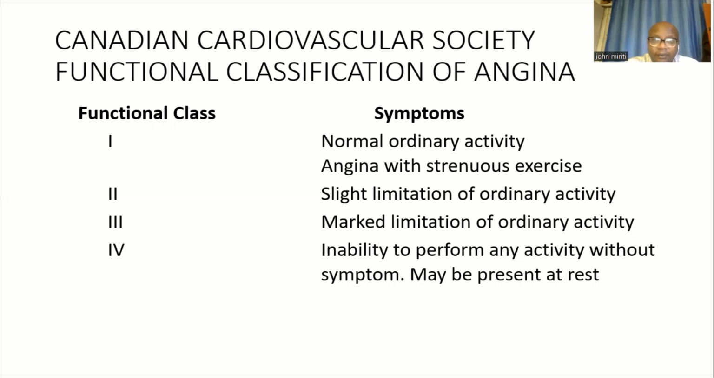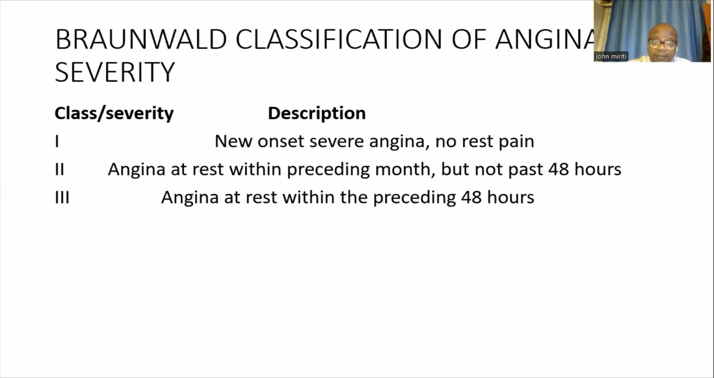In class 2 of angina pectoris, in this Canadian Cardiovascular Society classification, there is a slight limitation of ordinary activities. In the third class there is marked limitation of ordinary activities, and the fourth is inability to perform any activity without symptoms. At this point, in class 4, the patient has dyspnea even at rest. This type of patient has angina even at rest.